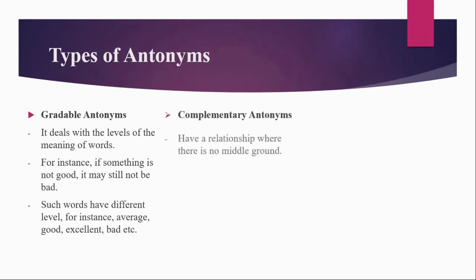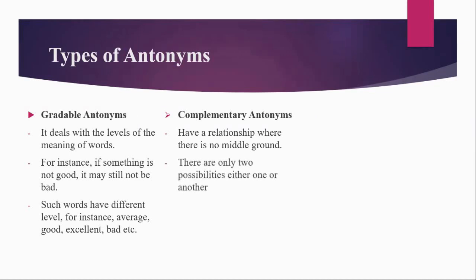Then we have complementary antonyms. They have a relationship where there is no middle ground. So it could be either one or another. There is no middle ground. Are you getting my point? For instance, if you say alive or dead, there are only two possibilities: either a person is alive or dead. So these antonyms can be put into the category of complementary antonyms. You only need to have this understanding.